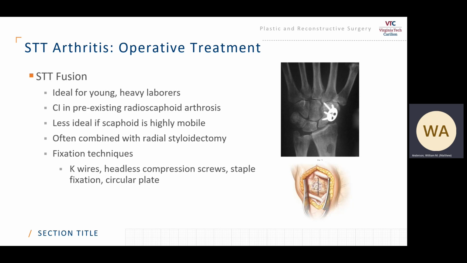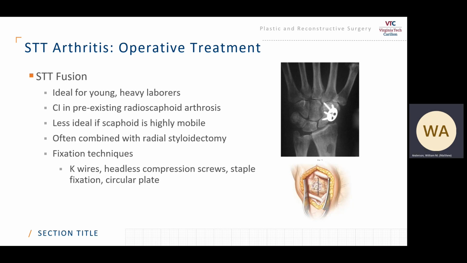STT fusion is generally recognized as the procedure of choice in STT arthritis, particularly ideal in young patients and heavy laborers with high functional demands. It is contraindicated in pre-existing radioscaphoid arthrosis and is less ideal if the scaphoid is highly mobile, which is the impetus for the radial and ulnar deviation views. This procedure is often combined with a radial styloidectomy due to the risk of postoperative impingement at the site.